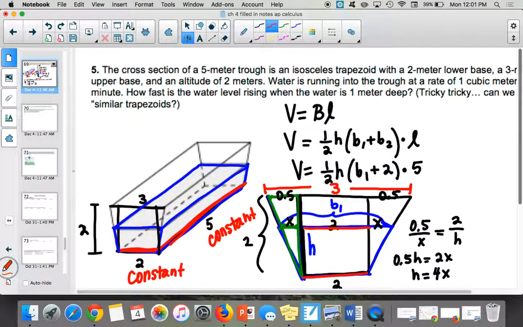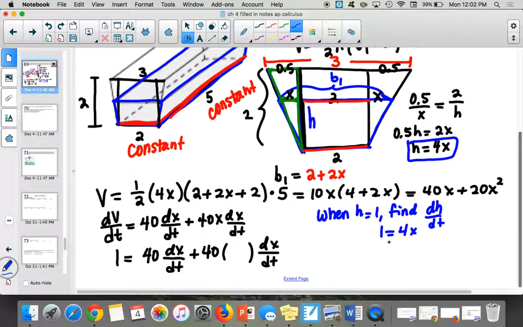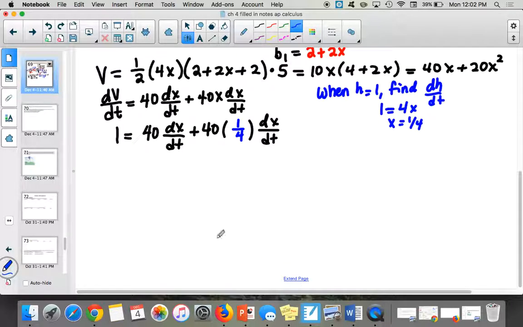All right, so we want to know, it says water is running into the trough at a rate of 1 cubic meter per minute. How fast is the water level rising when the water is 1 meter deep? So we want that 1 meter deep. So that is h equals 1, right? So when h is equal to 1, we want to find dh over dt. So if h is 1, x is 1/4, so plug the 1/4 in. See how we're relating our rates, relating things together. So we get 40 plus 10, and then they both have dx over dt, so that's 50 dx over dt equals 1. So we have dx over dt is equal to 1 over 50.